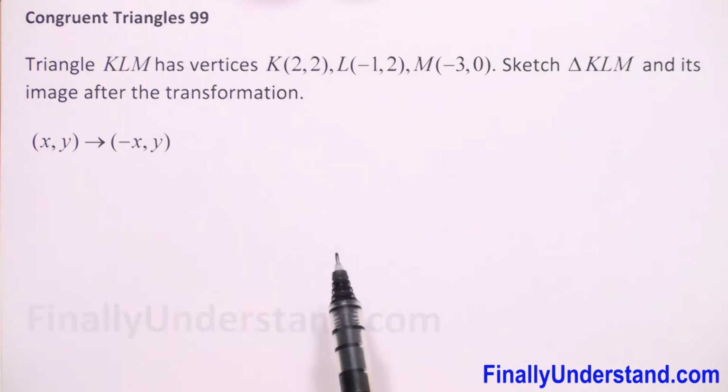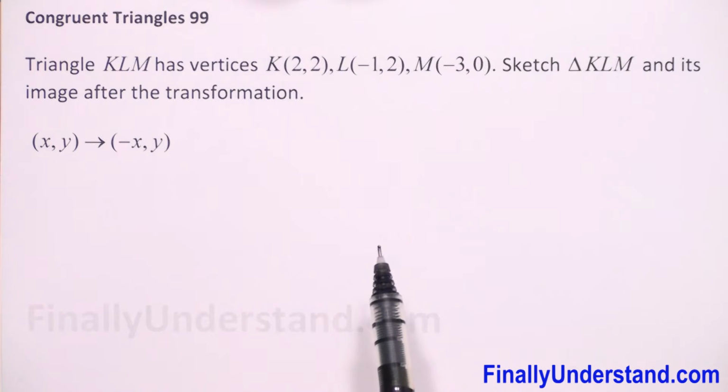Triangle KLM has vertices K(2, 2), L(-1, 2), M(-3, 0). Sketch triangle KLM and its image after the transformation.